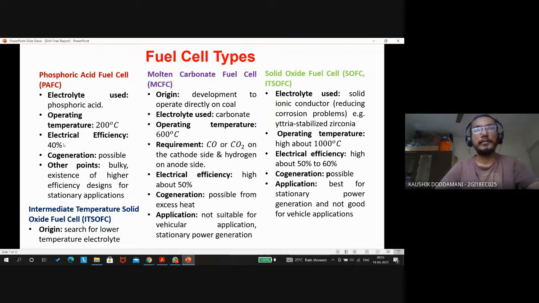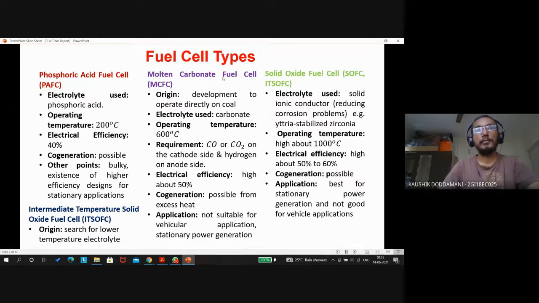Why? Because temperature is around 200 degrees Celsius, so generation of heat to a satisfactory level is possible. So we can say that cogeneration is also possible. But there are some drawbacks of using this fuel cell. That is, it's not suitable for a vehicle application, because it is too bulky. On the other hand, it can be used for stationary applications because of its higher efficiency. And there are many designs based on PAFC which are suitable for stationary applications. So that's why PAFC is more preferred for stationary applications compared to vehicular applications.